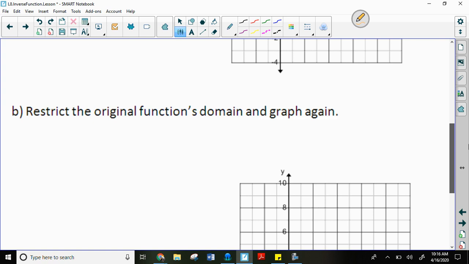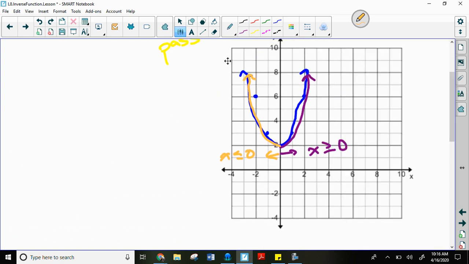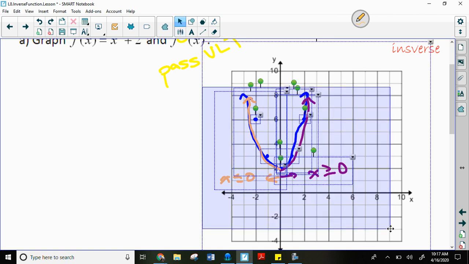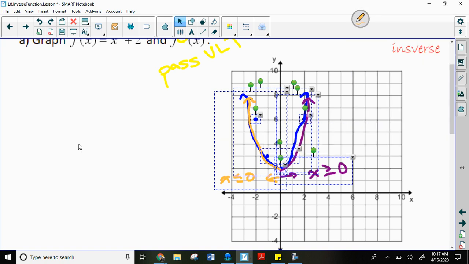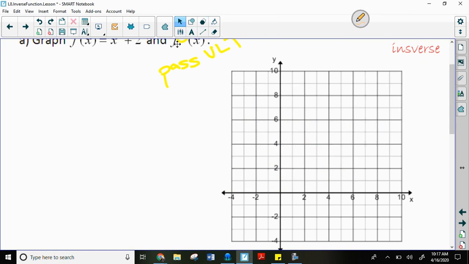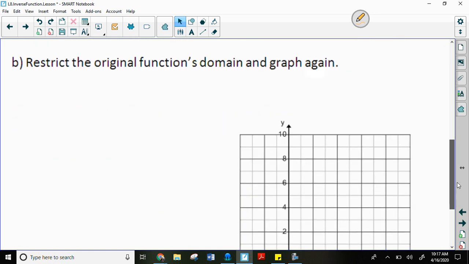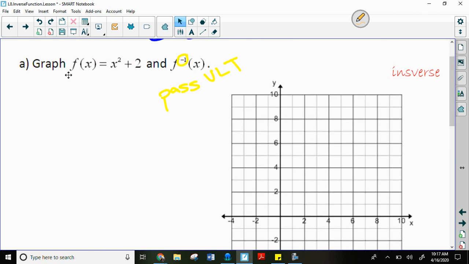Okay, restrict the function's domain and graph again. So I am going to restrict in both of these because Miss Boychuk had it as only restricting one, and I didn't love it because you can restrict two ways. So we are actually going to get rid of my gorgeous work. We're going to do B now in both this graph and this graph because I can show you both situations. So let's restrict the original function to only get that purple.